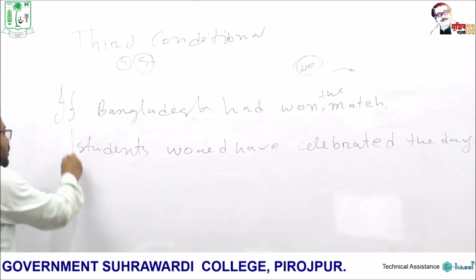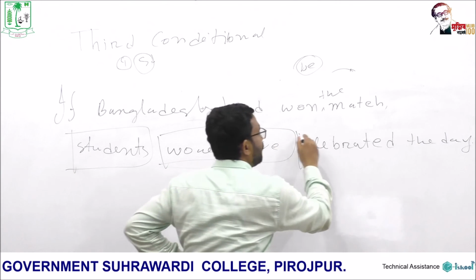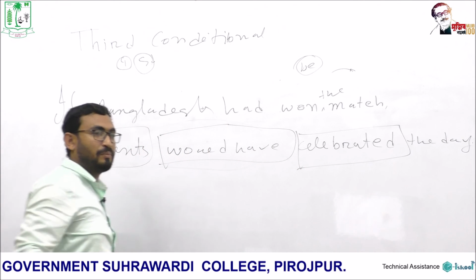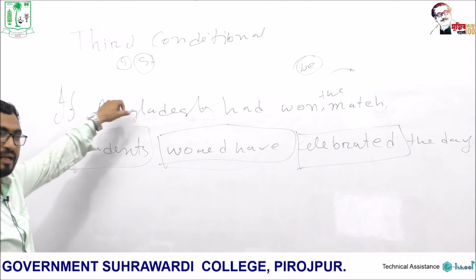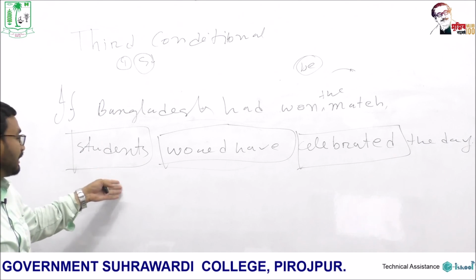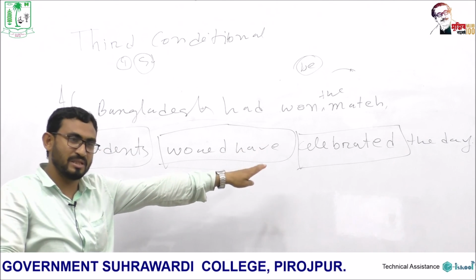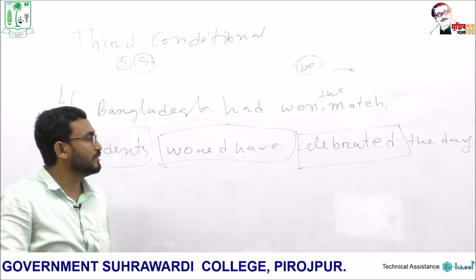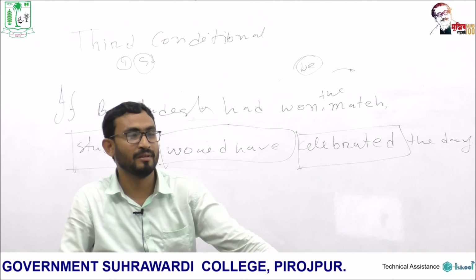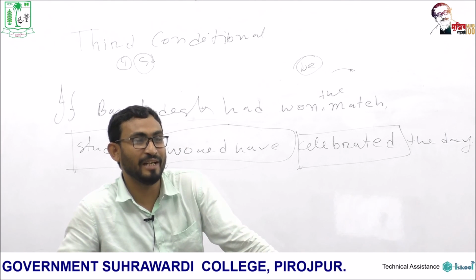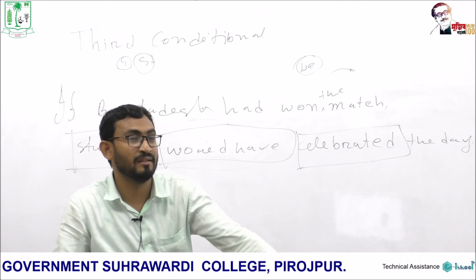Look at this again, students subject, then would have auxiliary verb, then celebrated the past participle form of the principal verb. So the if clause is written in past perfect tense and the principal clause has been written using the structure subject, would have, then the past participle form of the principal verb, then the extension. So I think you have no problems regarding completing sentences using second conditional and third conditional.